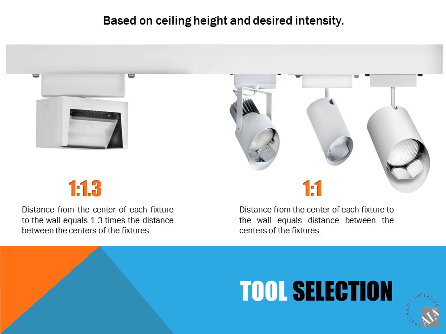The fixture illustrated on the left, which we've actually seen in a few of the slides we've looked at so far, is a wall washer that has a much greater spacing than the 1-to-1 ratio, in this case 1 to 1.3.